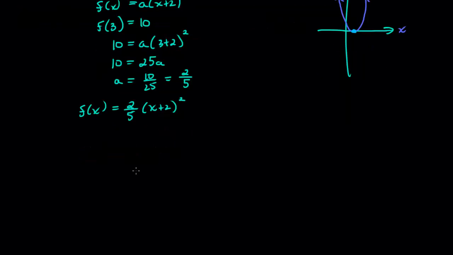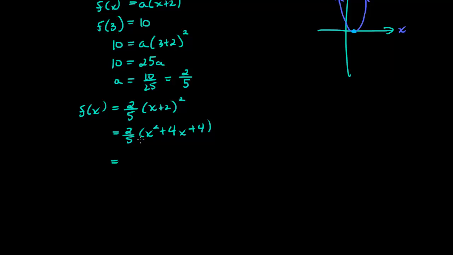Now, in the question, it asked us to express our answer in standard form. Now, this is not standard form. This is factored form. So in order to get the function in standard form, we just have to expand this. So we get 2 over 5 times (x squared plus 4x plus 4), because when you square (x plus 2), you get x squared plus 4x plus 4.